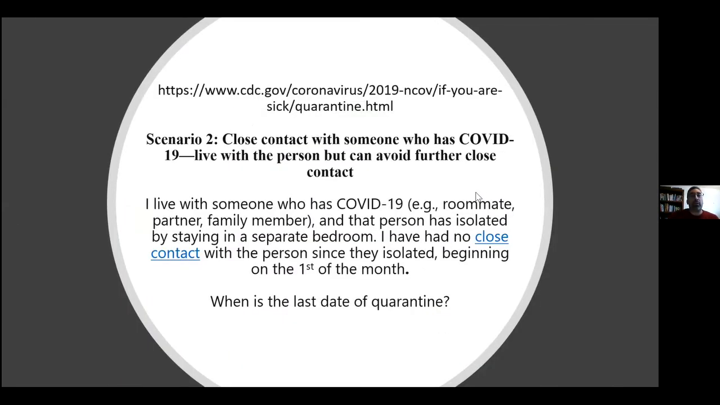All right, scenario 2: close contact with someone who has COVID-19, you live with the person, but can avoid further close contact. So you live with someone who has COVID-19, for example, a roommate, a partner, or a family member, and that person is isolated by staying in a separate bedroom. You've had no close contact with that person since they isolated at the beginning of the 1st of the month. What's the last date of quarantine?